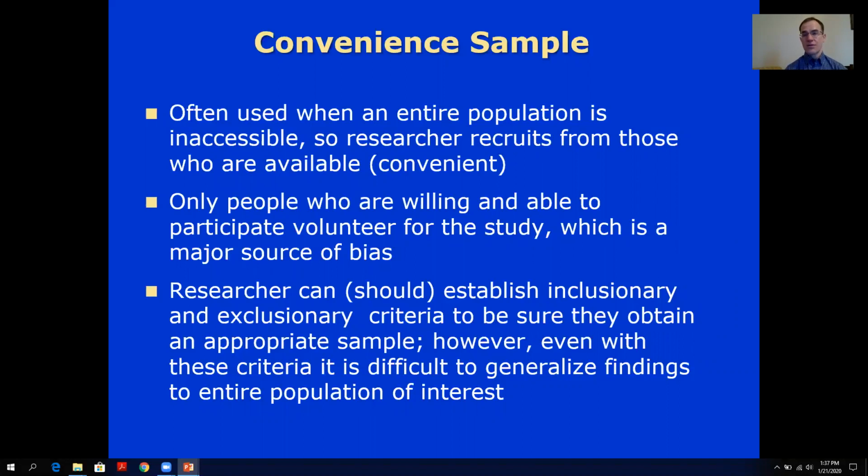The way to get around this, or potentially control for it in some way, is that researchers can and should establish some inclusionary and exclusionary criteria to be sure they obtain an appropriate sample. However, even with these criteria, it's difficult to generalize findings to an entire population of interest because of the difference between those who want to participate versus those who do not. But again, this is one of the more commonly used research sampling styles.